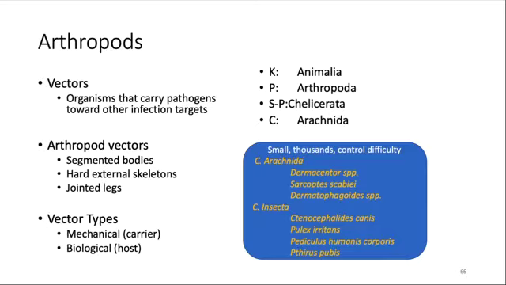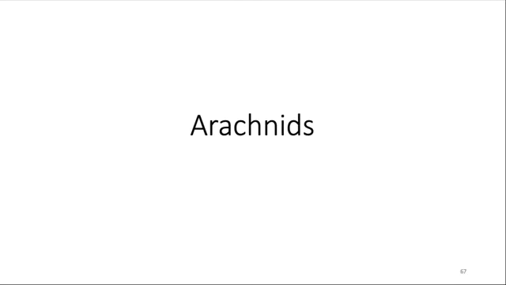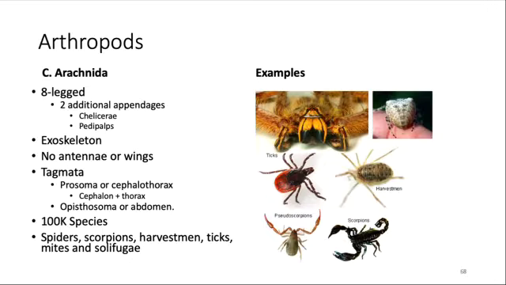So they belong to the kingdom Animalia, the phylum Arthropoda, subphylum Chelicerata, and the class Arachnida. We'll look at the arachnids briefly. So the arachnids have 8 legs, and the 8 legs is because they have 2 additional appendages. They have the chelicerae and the pedipalps in addition to their walking legs. So those are parts of their mouth parts.